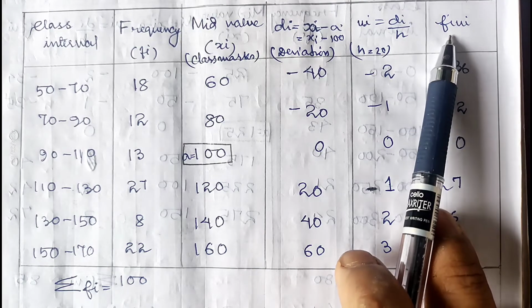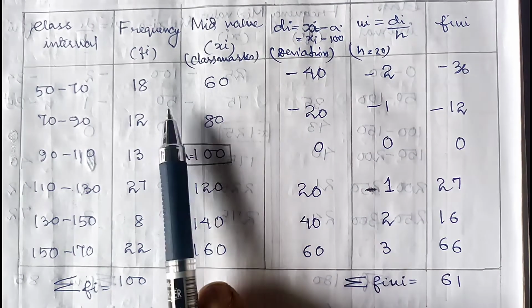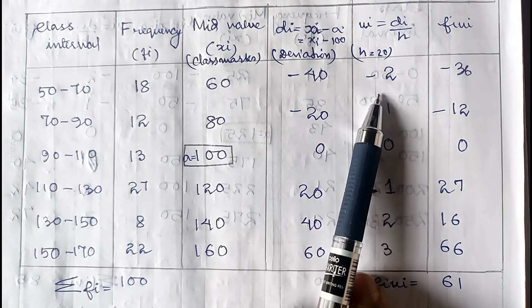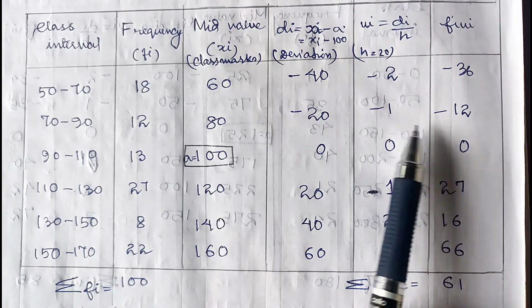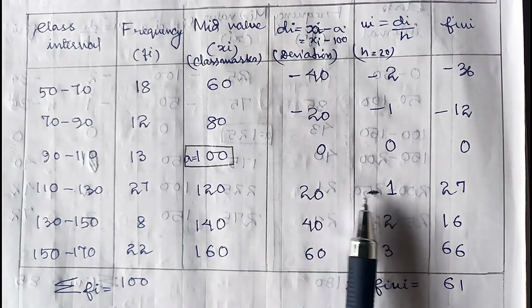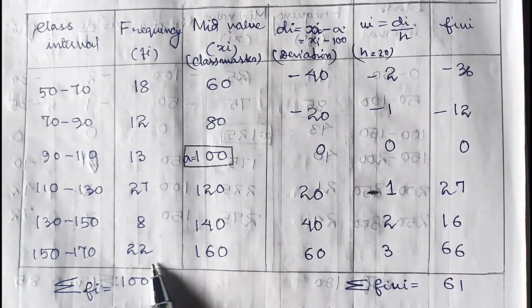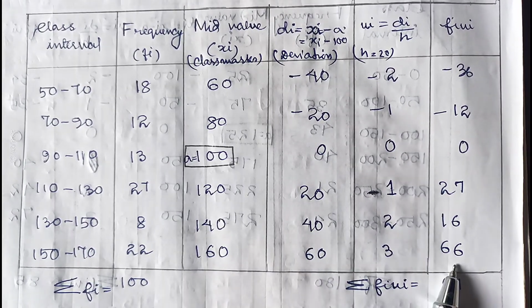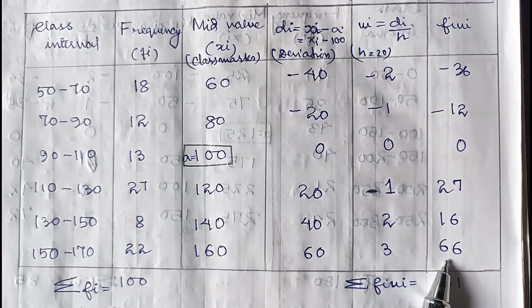In the next column, it is Fi Ui, the product of Fi and Ui. So we have to multiply: 18 into minus 2, minus 36; 12 into minus 1, minus 12; 13 into 0, 0; 27 into 1, 27; 8 into 2, it will be 16; and 22 into 3, 66. Once we got Fi Ui, now we have to add these values.